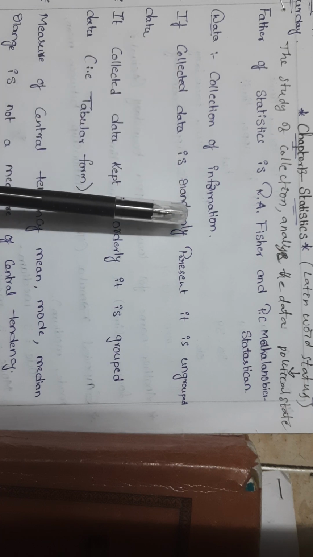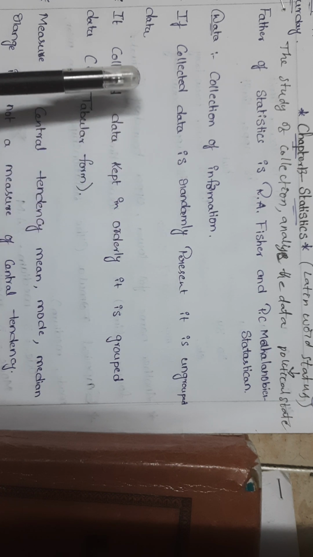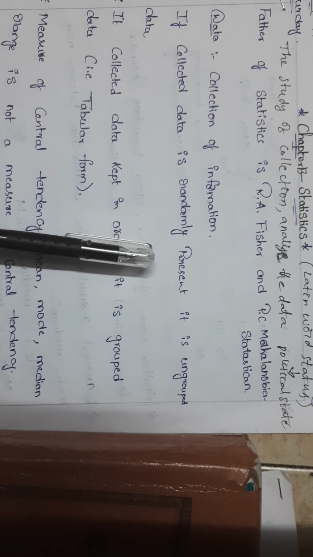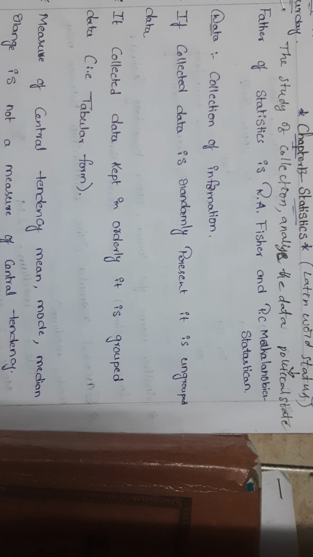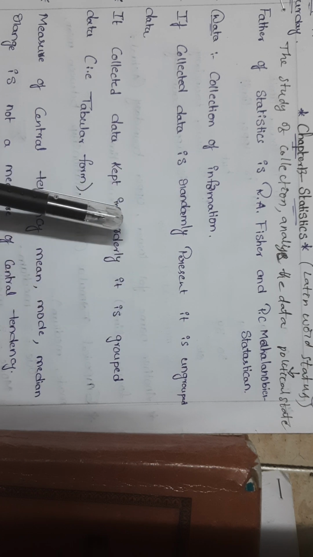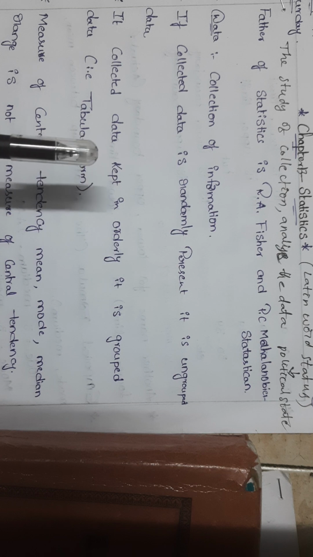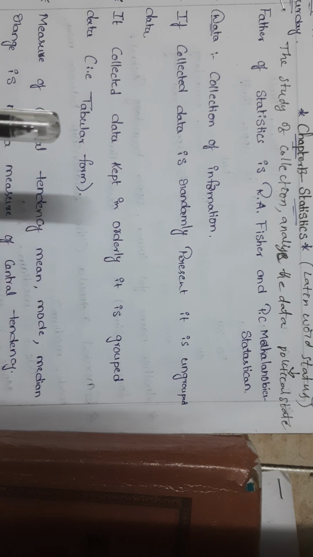Data means collection of information. Suppose I give an example. If collected data is randomly present, it is ungrouped data. Suppose 10 students are there and we conduct one test for 25 marks. Their marks are given as raw data, not in any order. One person got 5 marks, another got 25 out of 25, one boy got 15, another girl got 20, one boy got 0. Like that, randomly given, it is called ungrouped data.